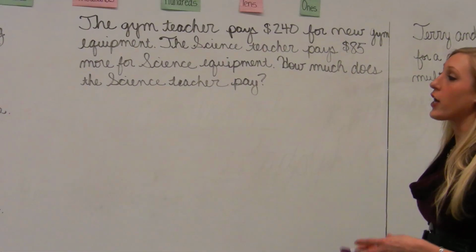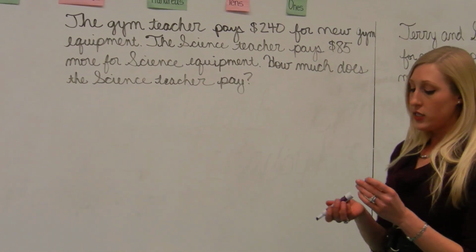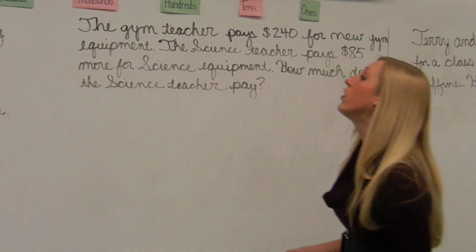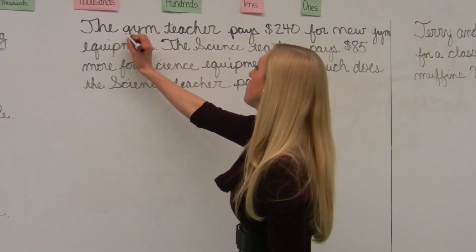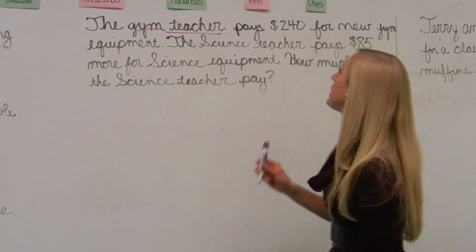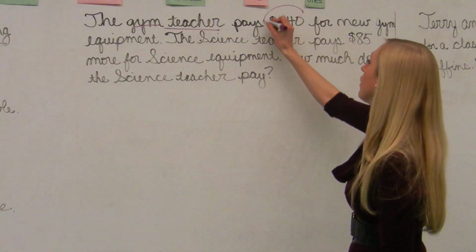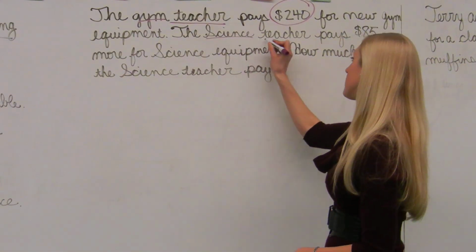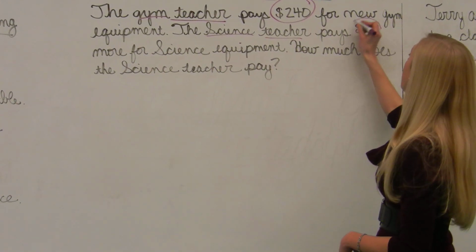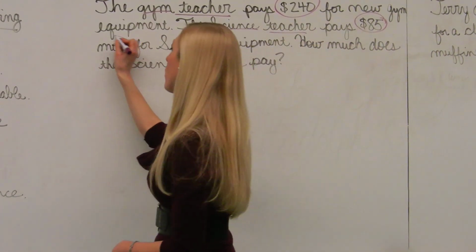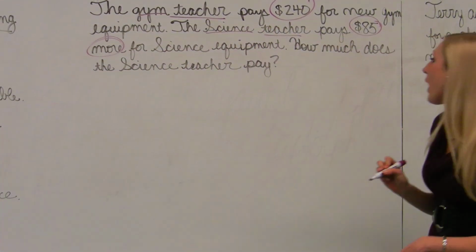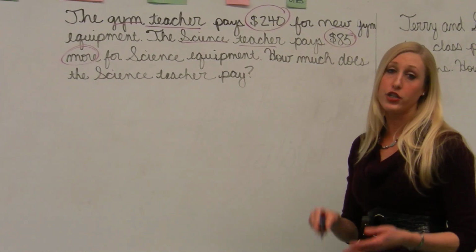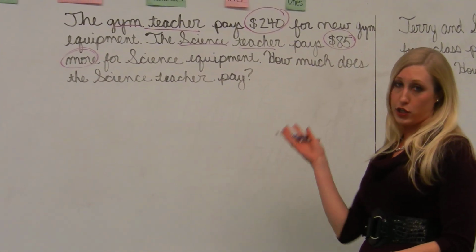This time you want to identify the who and the what. So I like to take different color, kids will take a pencil, pen, anything they have to identify the stuff. So we have the gym teacher. That is one of our main people. He's paying $240 for new gym equipment. Then we have the science teacher, and he's paying $85 more for science equipment. How much does the science teacher pay? Here we've covered our main characters, gym teacher, science teacher, and the amounts of money that they're spending.